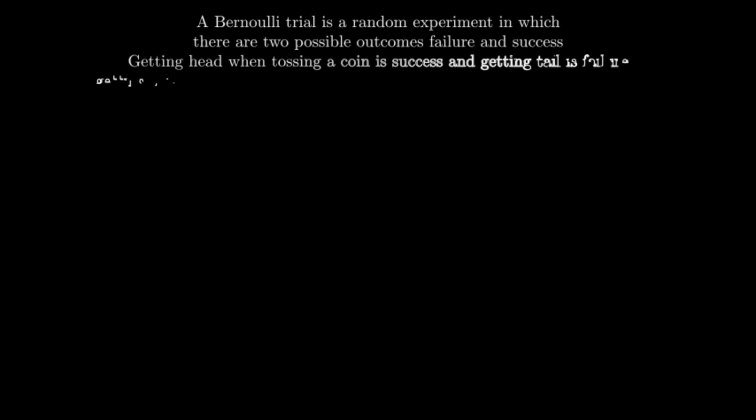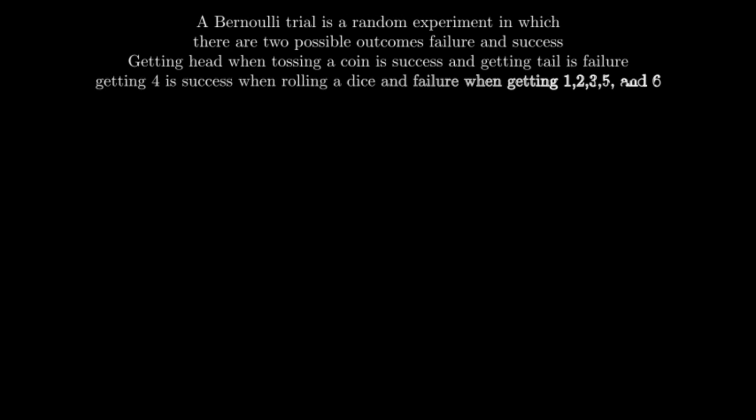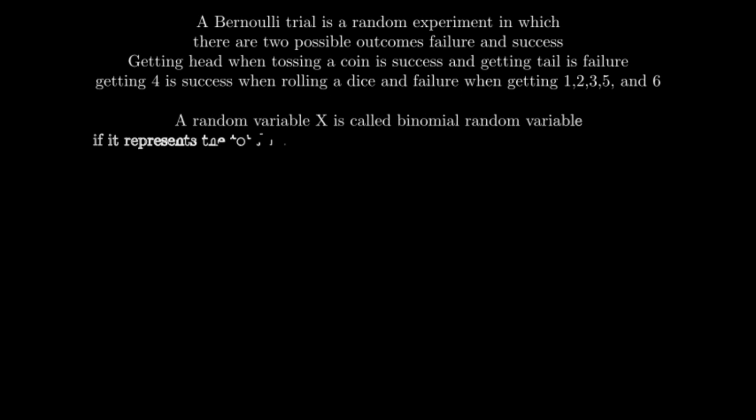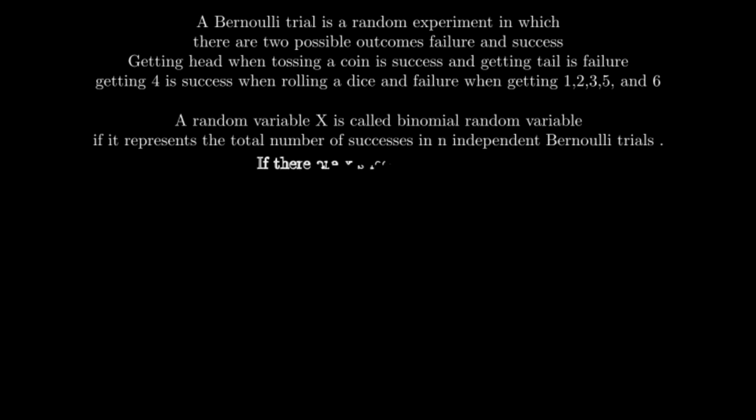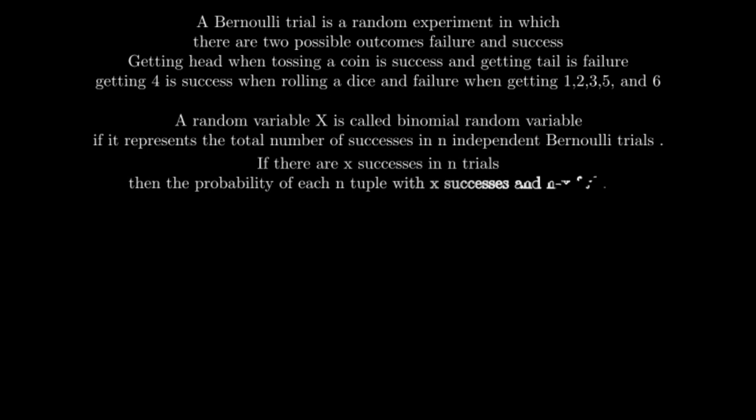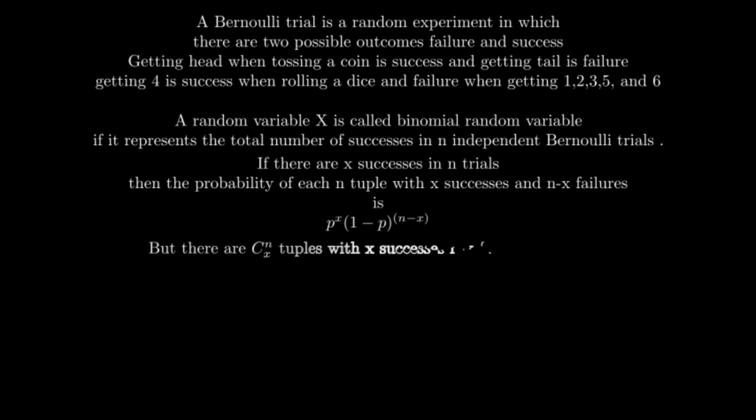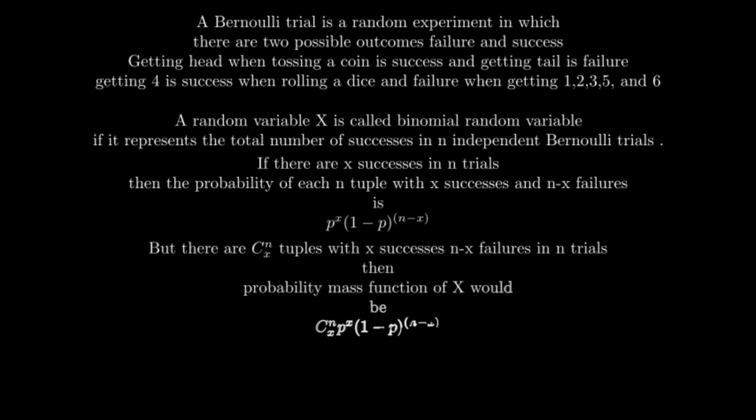A Bernoulli trial is a random experiment in which there are two possible outcomes, either failure or success. A random variable X is called binomial random variable if it represents the total number of successes in n independent Bernoulli trials. So if there are x successes in n trials, then the probability of each n-tuple with x successes and n minus x failures would be p^x (1 minus p)^(n minus x).